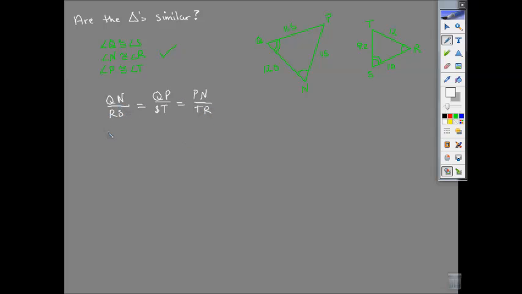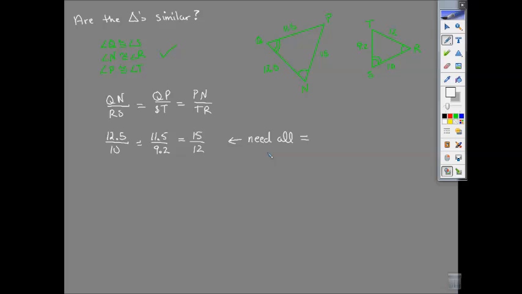Okay, so QN is 12.5, and QRS is 10. QP is 11.5, and ST is 9.2, and then PN is 15, and TR is 12. So this is what I need in order for these to be similar.